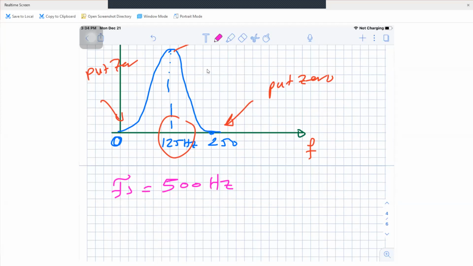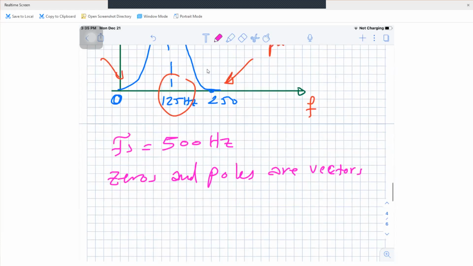When we talk about a zero or a pole, they are vectors. Each vector is represented by two quantities, or parameters: the magnitude and the angle.